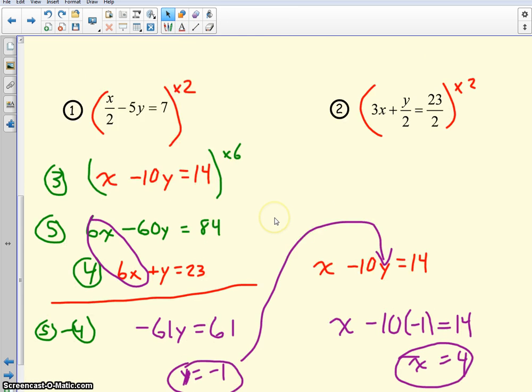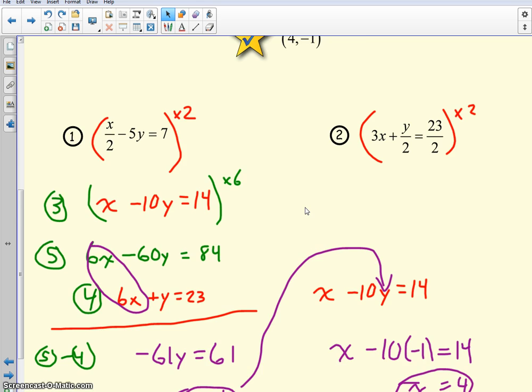So our POI here should be x equals 4, y equals negative 1. And it is.